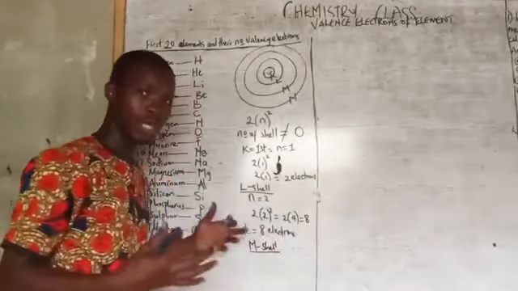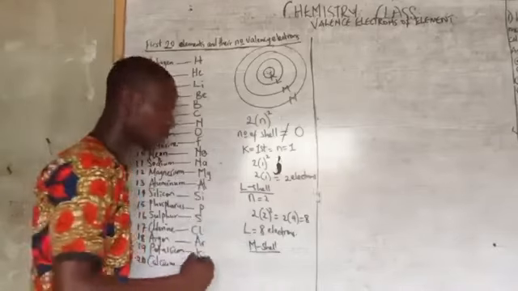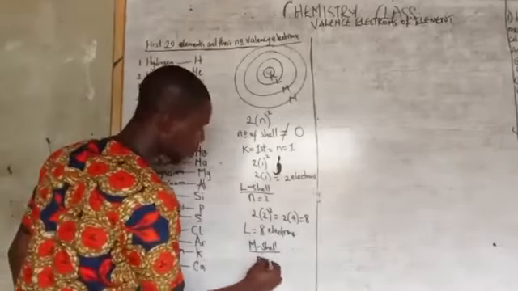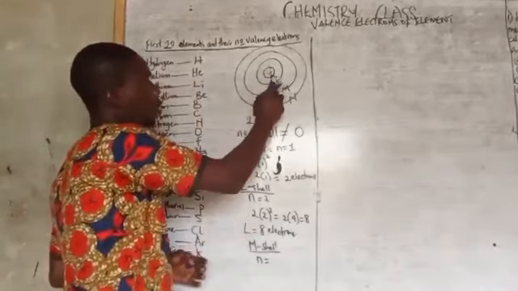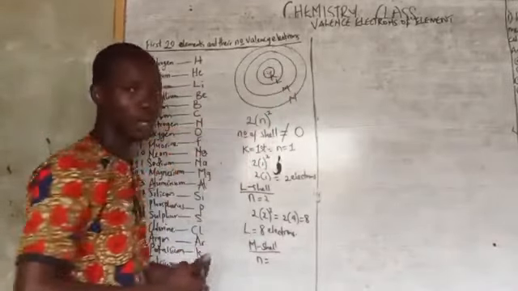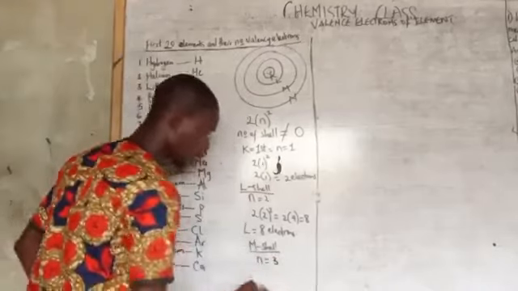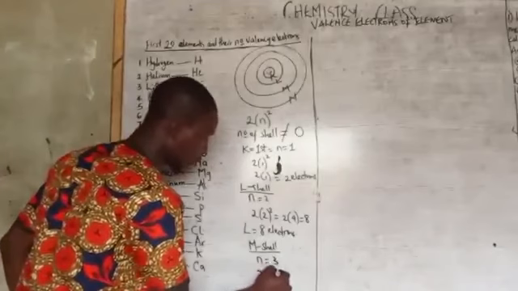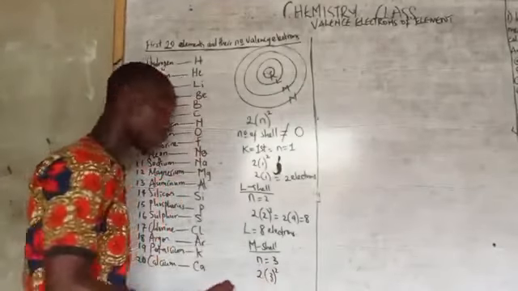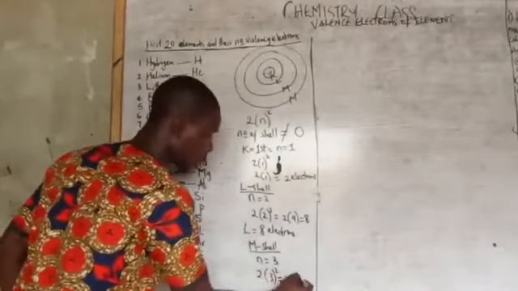How many electrons can be occupied in the M shell? We have our number of the position of L is 1, 2, 3. M is on position 3. So that's my N, which is 3. Using the formula again, I have 3 power 2, which is 9. So I have 2 into 9.